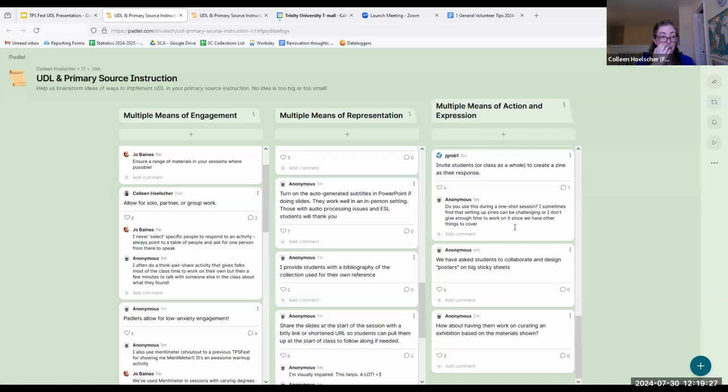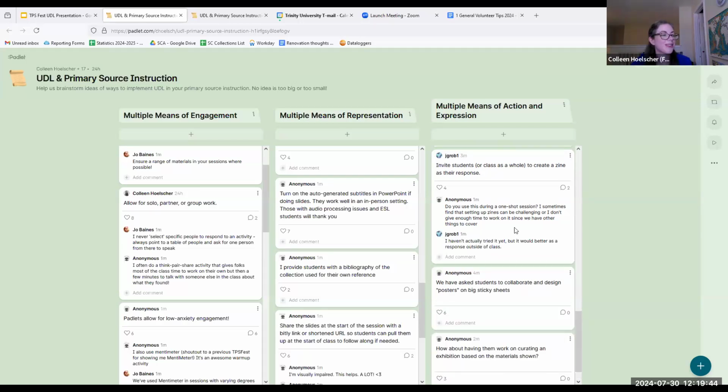Another person talked about doing zines. I would love for people who've done zines to talk about how you handle things like glue sticks and markers and art supplies in the reading room. Just as someone who has a fear of glitter. So if anyone has any thoughts about that, I'd love for them to add that on the Padlet.